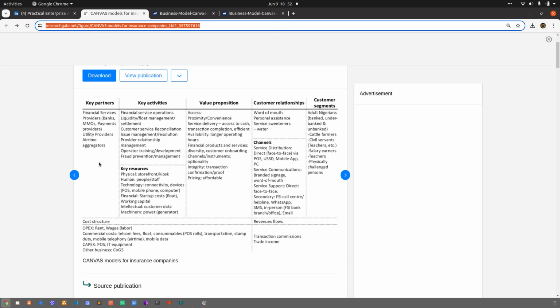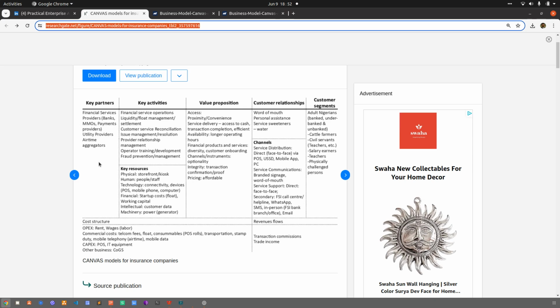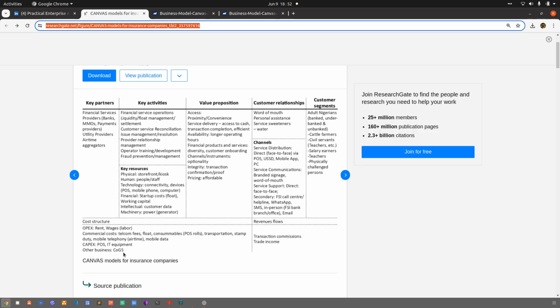So again, then the key partners are banks, payment providers, utility providers, aggregators, and so on and so forth. Their revenue is transaction commission and trade income, while their costs are OPEX costs like wages, CapEx like IT equipment, and so on. So this kind of tells us that, in my mind, this insurance organization is perhaps working in a small segment and working in a very traditional manner, and from the looks of it, they are not as heavily digital as they should be. Let's look at something else.